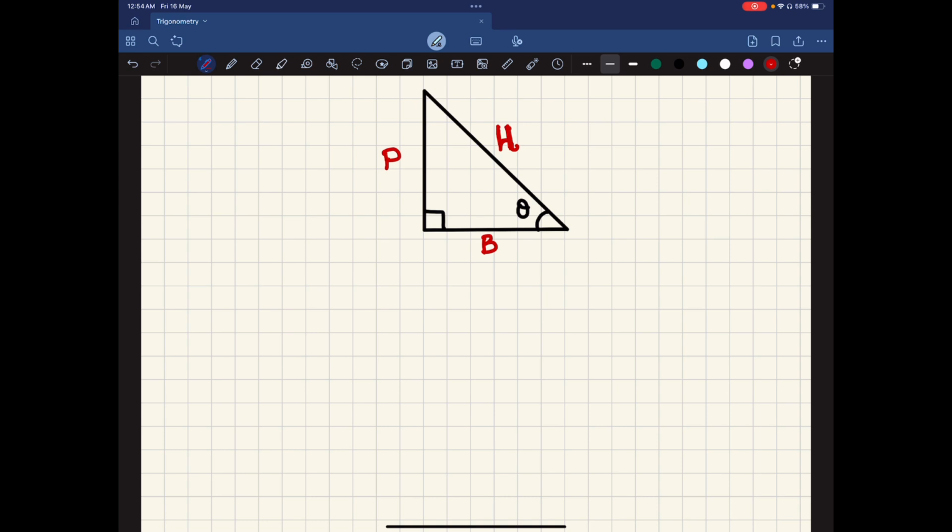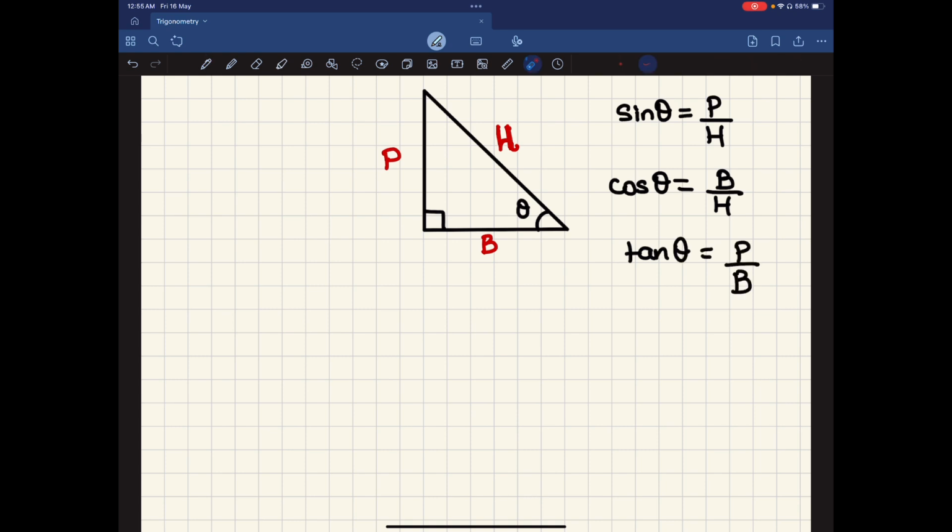Now what is sine? Sine of theta is P over H. Cos of theta is B over H. Tan theta is P over B. So sine theta is perpendicular over hypotenuse. Cos theta is base over hypotenuse. Tan theta is perpendicular over base.